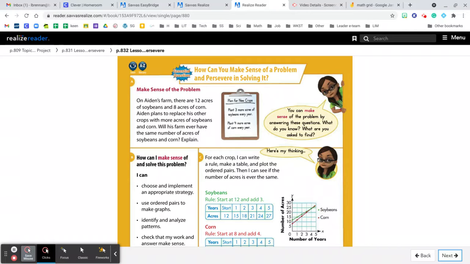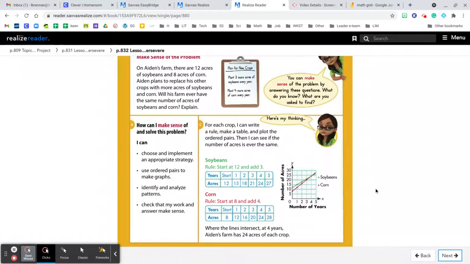Making sense of a problem. Perseverance, working hard to finish it up. On Aiden's farm, there's 12 acres of soybeans and 8 acres of corn. Aiden plans to replace the other crops with more acres of soybeans and corn. Will his farm ever have the same number of acres of corn and soybeans?